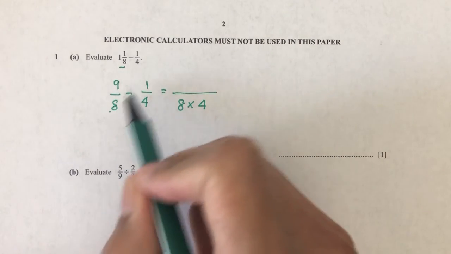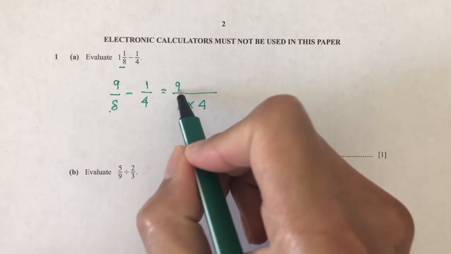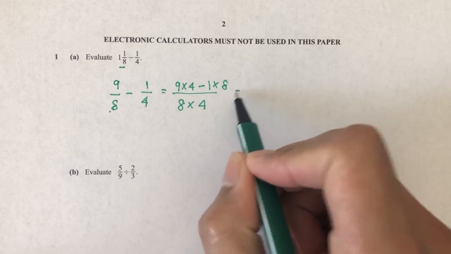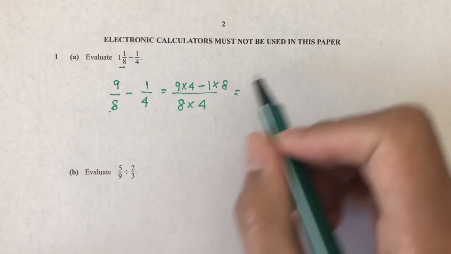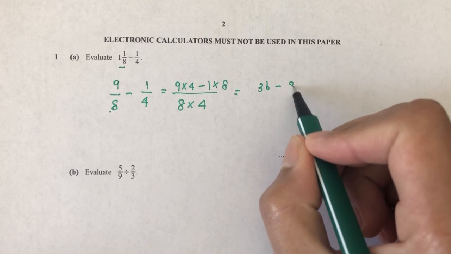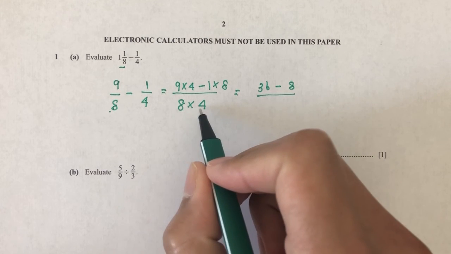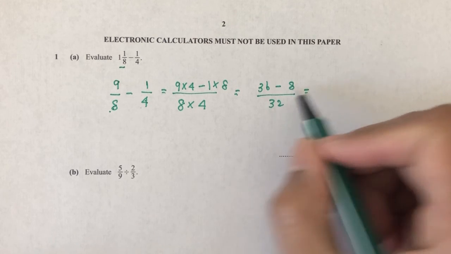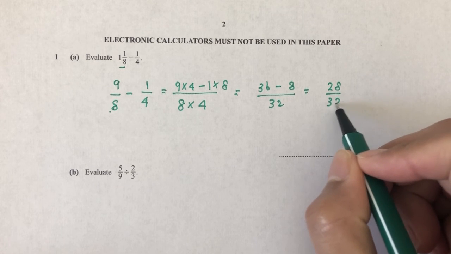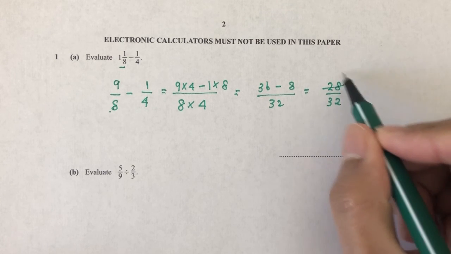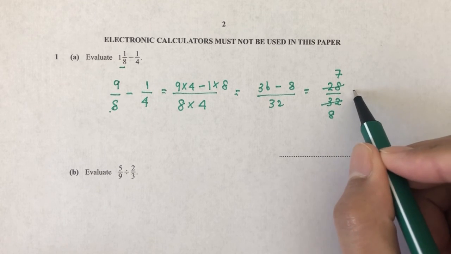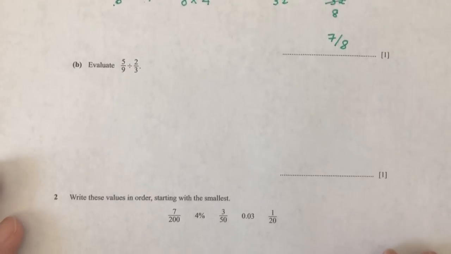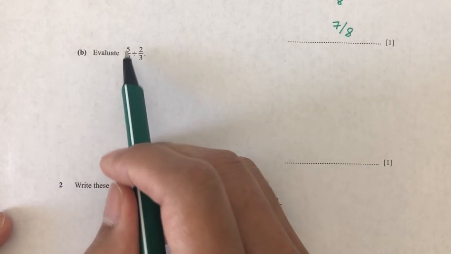Then we have to cross multiply. We have 9 times 4, and minus 8 times 1, 1 times 8. Okay, so now we simplify. So 9 times 4 is what? It is 36 minus 8, divided by 8 times 4 which is 32. Okay, 36 minus 8 is 28 divided by 32. Now we can simplify. We divide by 4, we have 7 over 8. So your answer for part A will be 7 over 8. That is the fraction.